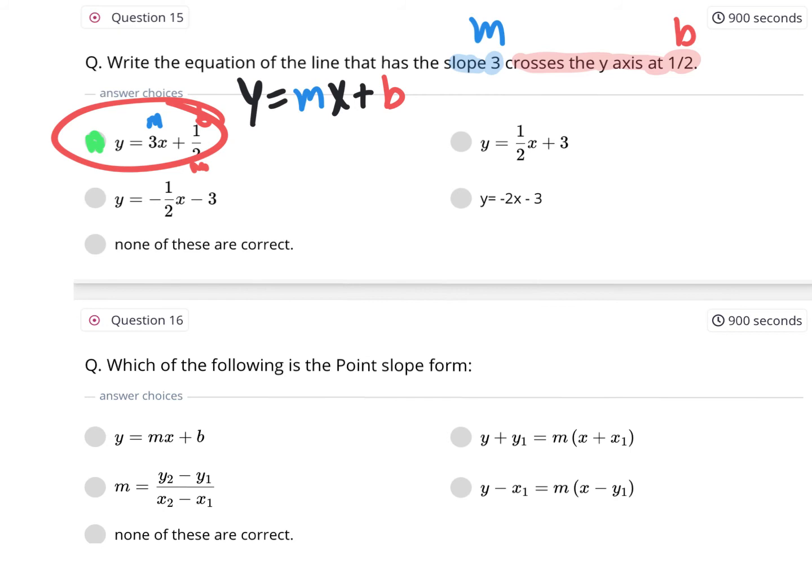Some students get confused because they think, oh, the fraction has to be the slope, right? Rise over run. Wrong. It tells you the slope is 3 and it crosses the y-axis at 1/2. You could get a b value that's a decimal or a fraction, so don't freak out. That's your answer.